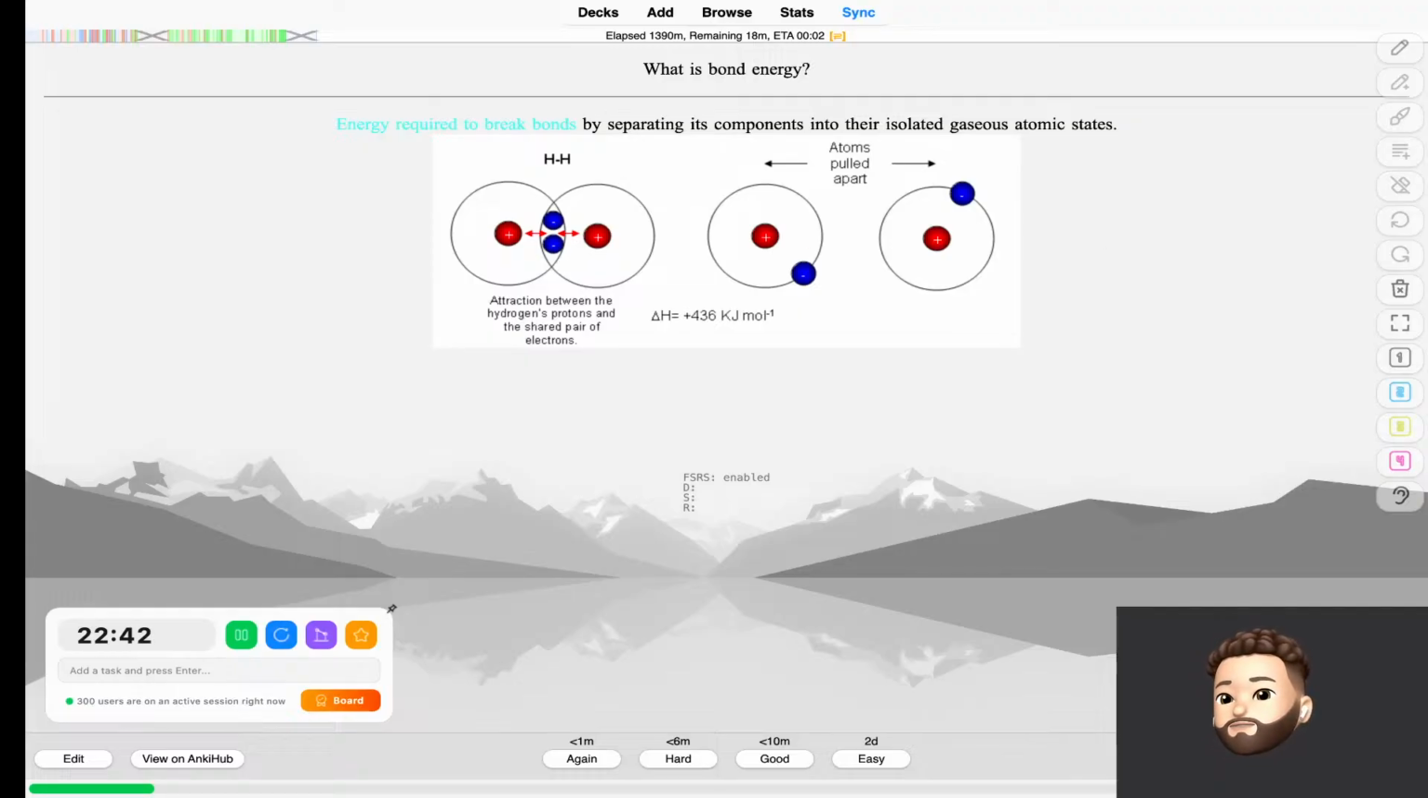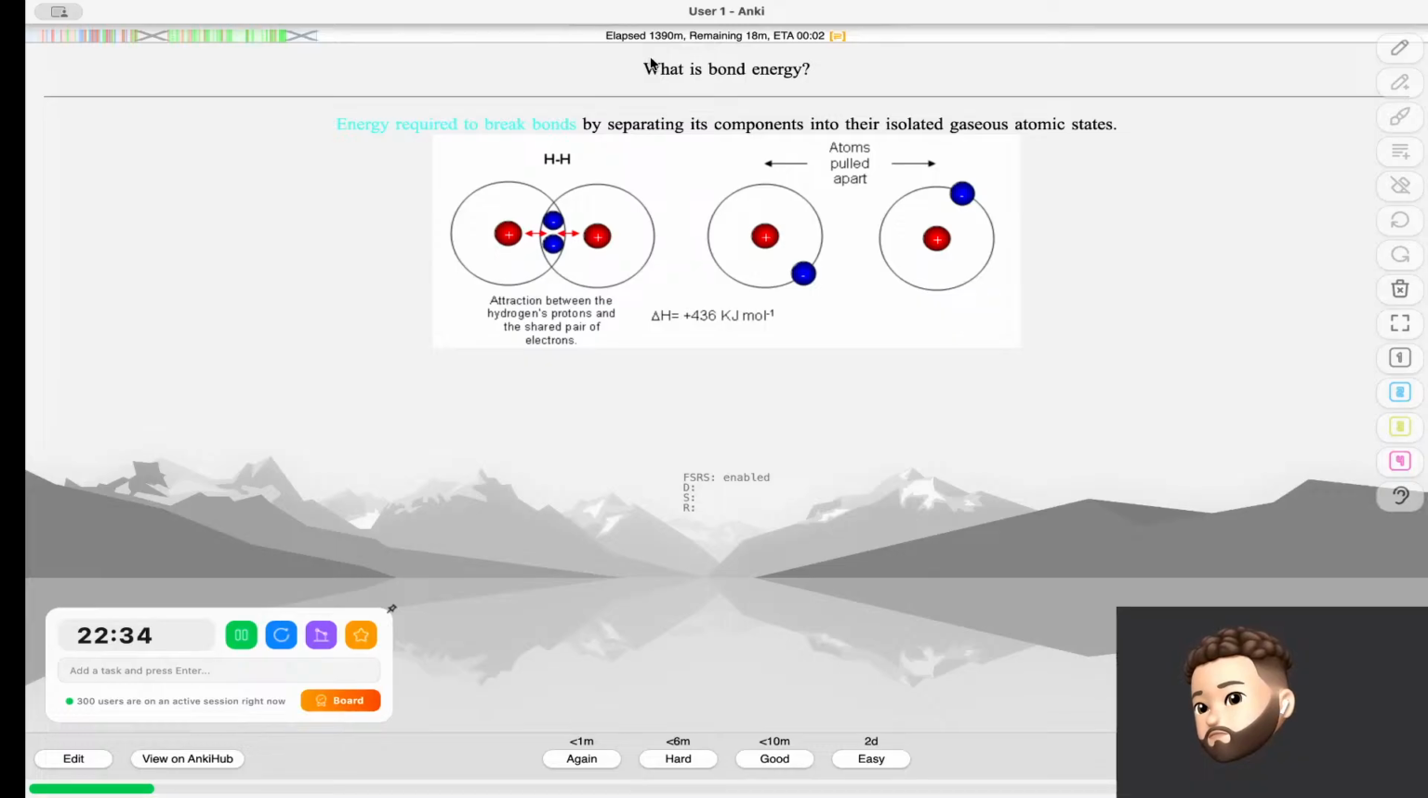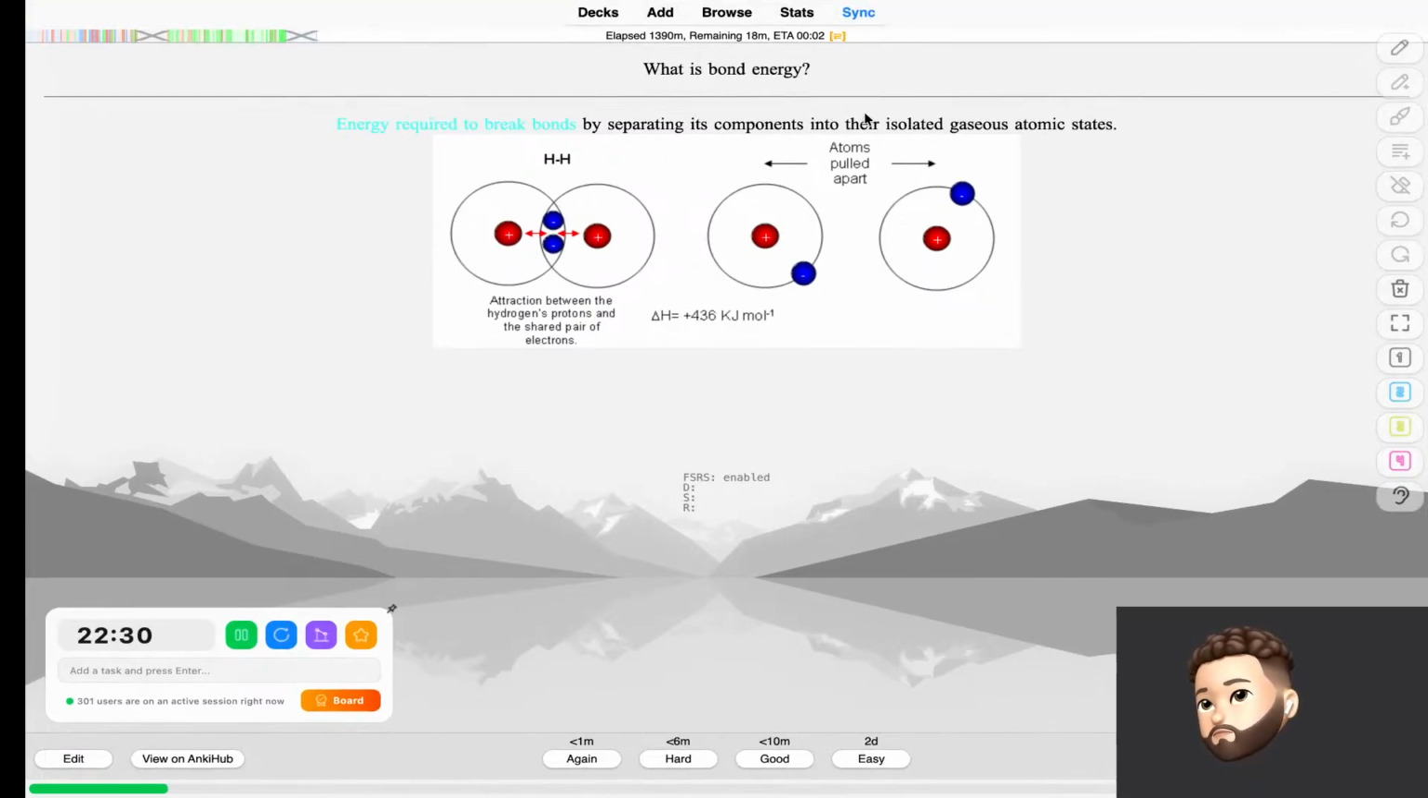Are they always gases? Okay. I didn't know that last part. I didn't know they needed to be gaseous. Okay.